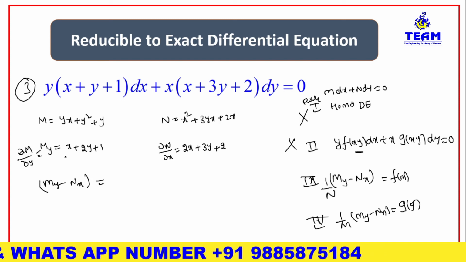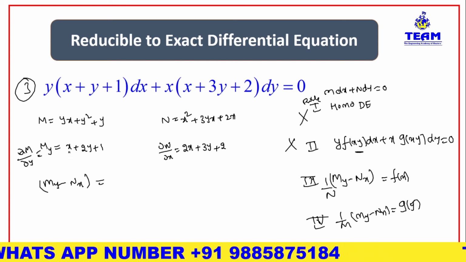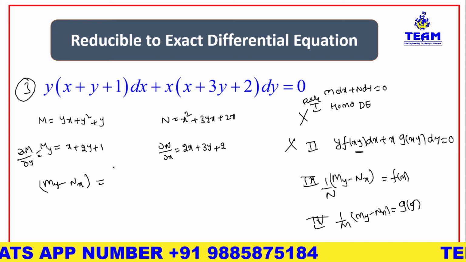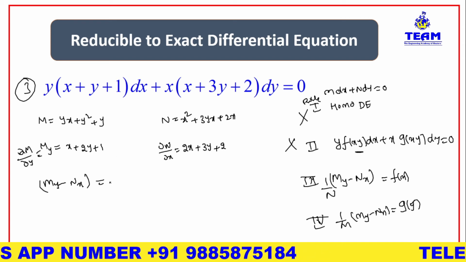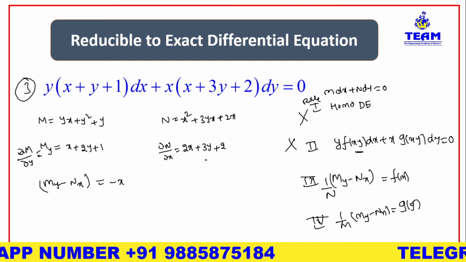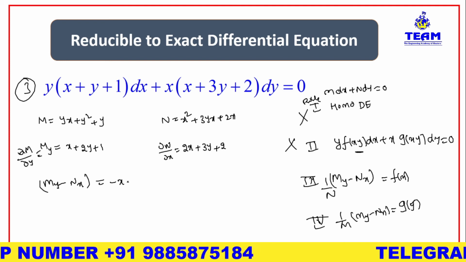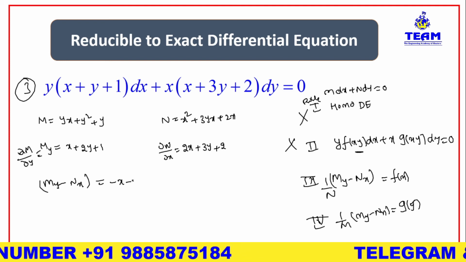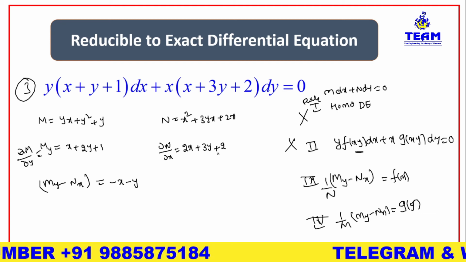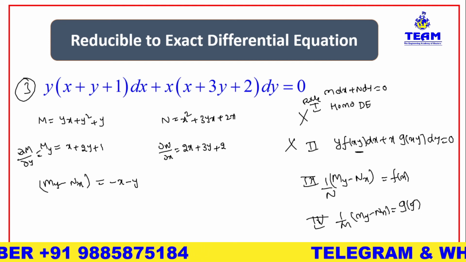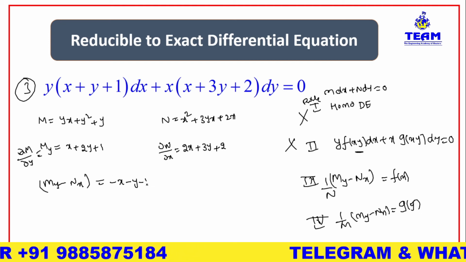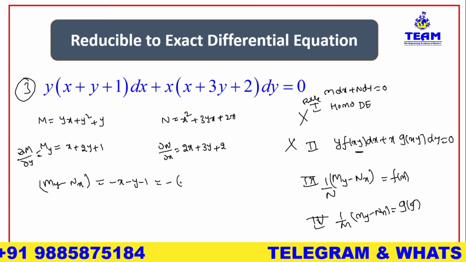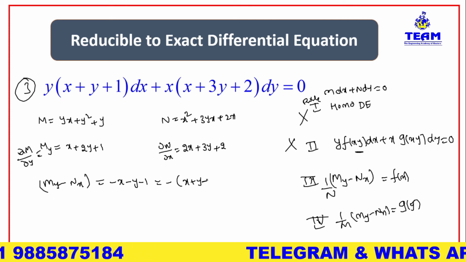Find out ∂M/∂y minus ∂N/∂x. Here you have first x, here you have minus 2x. x minus 2x, yes, so minus x. Here you have a 2y, here you have a 3y. 2y minus 3y means minus y. Here you have a 1, here you have a minus 2, so minus 1. So from this what can I take common? Minus common: x plus y plus 1.